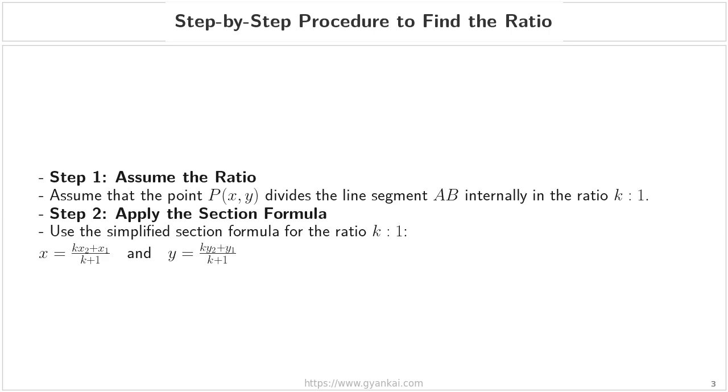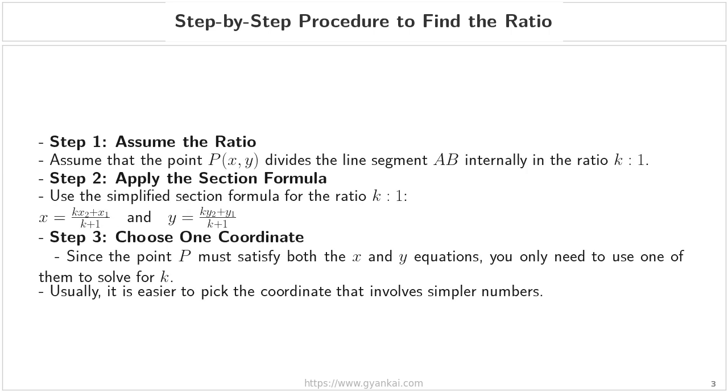Step 2. Apply the section formula. Now, we use the simplified version of the section formula that we just discussed. For the x-coordinate, x equals k times x sub 2 plus x sub 1, all over k plus 1. And similarly, for the y-coordinate, y equals k times y sub 2 plus y sub 1, all over k plus 1.